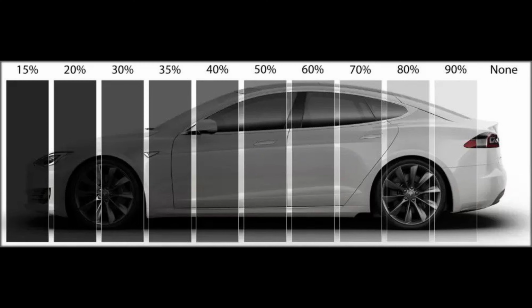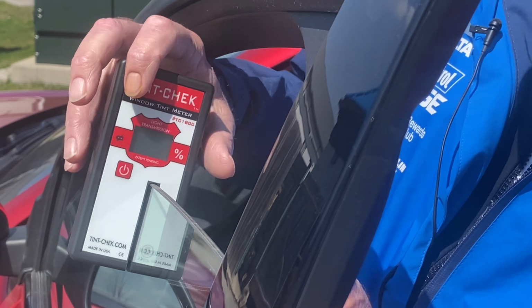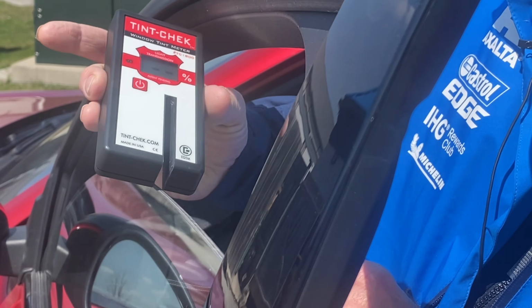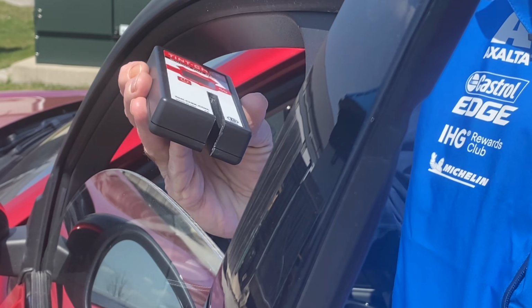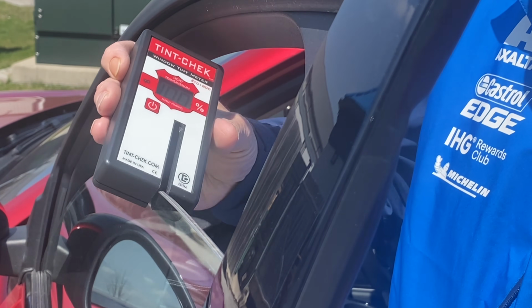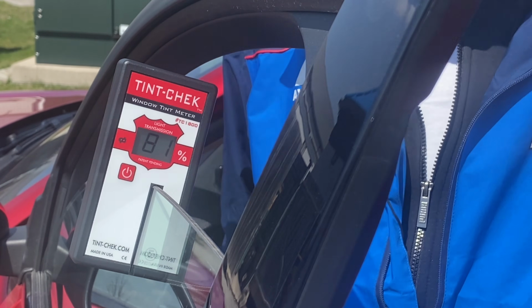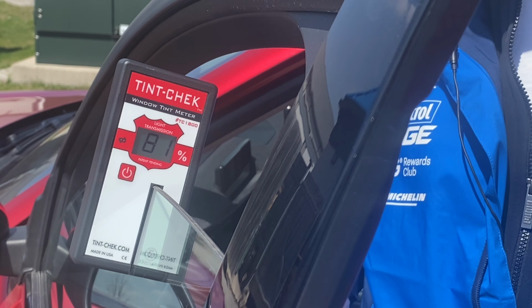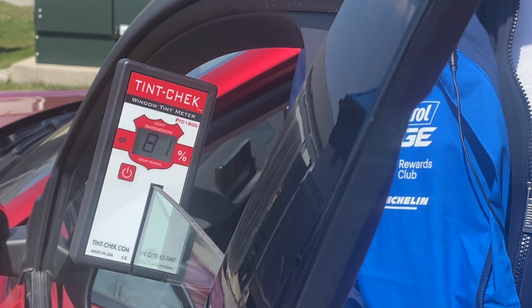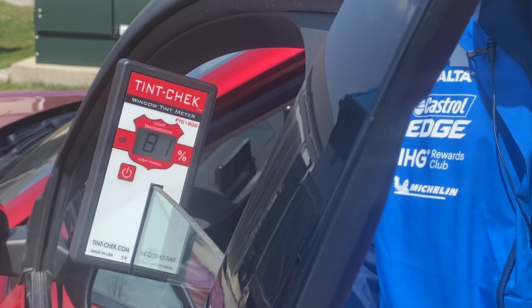Well, sort of. Let's have a look here. I've got my tint meter. Let's turn it on. And when I turn on the tint meter, I'm going to put it over top of the factory glass with no tint. And we get a reading of 81%. The factory tint is already shading out 19% of the light, allowing 81% of the light to come through.